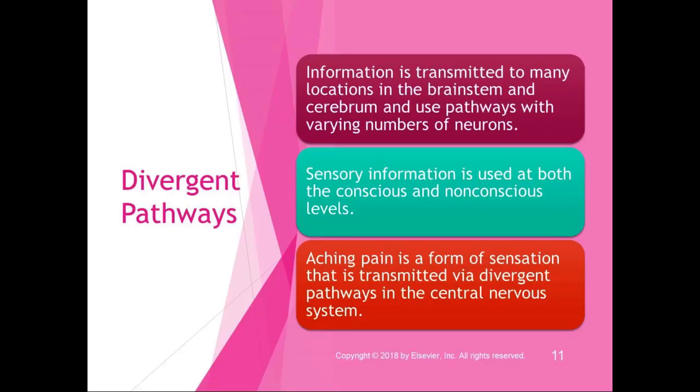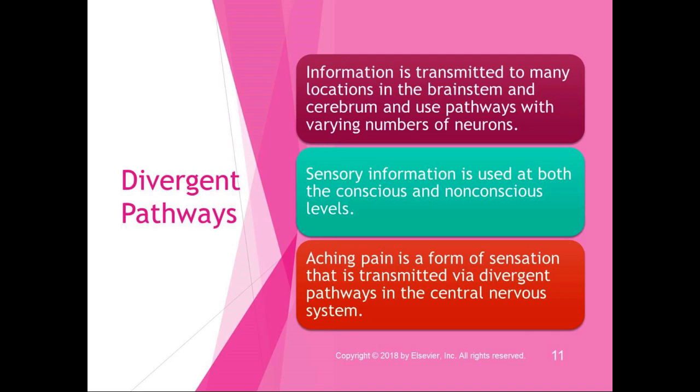I don't know, maybe it's not underpaid. Maybe it gets a lot of the good stuff because it's right in the middle of the brain. Anyway, and to leave that analogy, just leave it by the side of the road, the divergent pathways: information is transmitted to many locations in the brainstem and cerebrum, and it uses pathways with varying number of neurons.